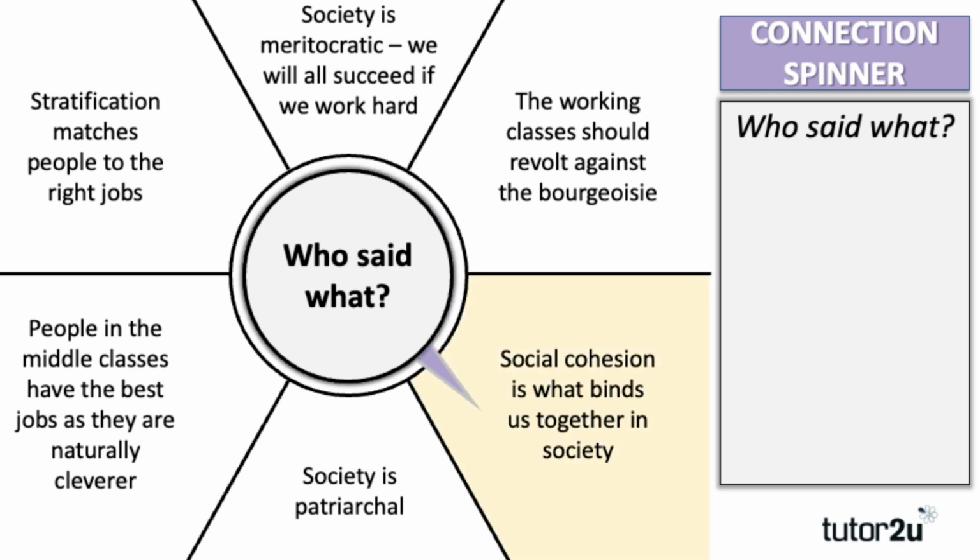Okay, so who said social cohesion is what binds us together in society? Think about what key sociologists that you should be very familiar with said this sentence. Just give you a moment to have a think. So who is responsible for this phrase? It is Emile Durkheim. Well done if you got that.